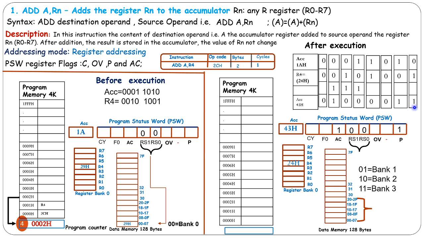Similarly, the number of ones is odd, so the parity becomes 1. No carry is generated, so this will be 0. After execution, as we know, the content of the accumulator gets changed to 3H, whereas the content of R4 does not change. So that will be your 29H.